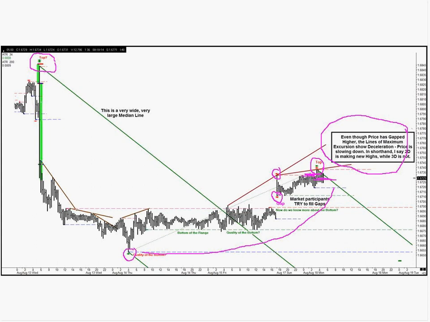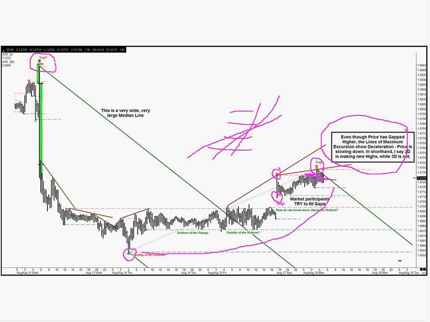Price is slowing down. In shorthand, I would say that in two dimensions, it is making new highs, and in three dimensions, it's not. And that'll be clear. You'll see that in another slide. But this tells me this might be a significant high, because we're making new two-dimensional highs. But we're not making new three-dimensional highs. Okay?